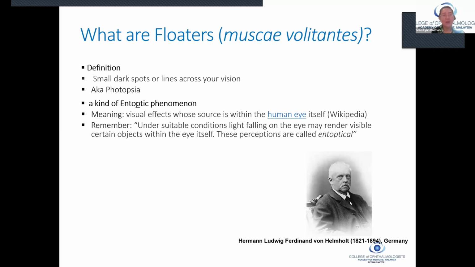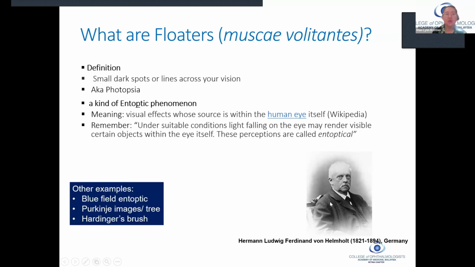Now, those taking your Part One will probably remember the term entoptic phenomenon, which means a visual effect where the source is within the human eye itself. Remember that under suitable light conditions, where light falls on the eye, you may render visible objects within the eye itself. These perceptions are called entoptic, quoting the scientist Hermann Ludwig Ferdinand von Helmholtz from Germany. Many years ago, they had already identified these entoptic phenomena, which include floaters.